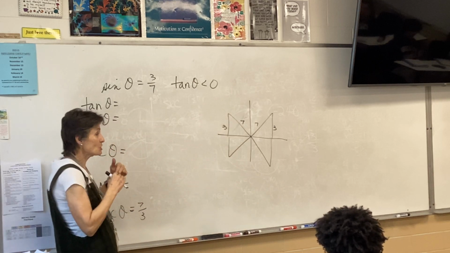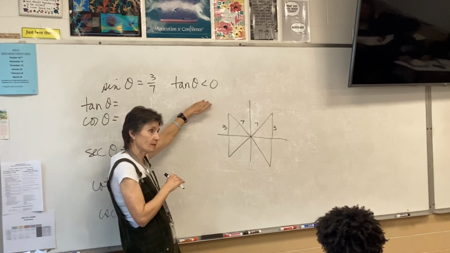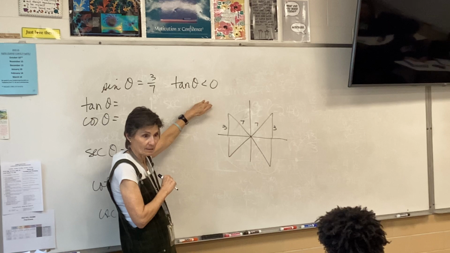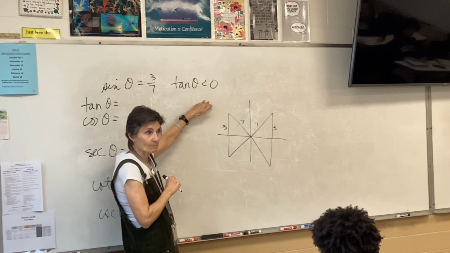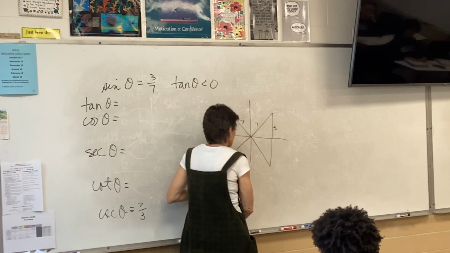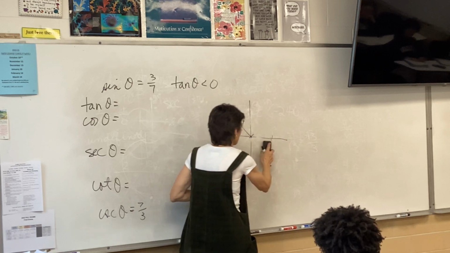But in addition to the sine being positive, the tangent has to be negative. So it has to be quadrant 2, because in quadrant 1, everything's positive. So this is the picture that I'm gonna use for this problem.